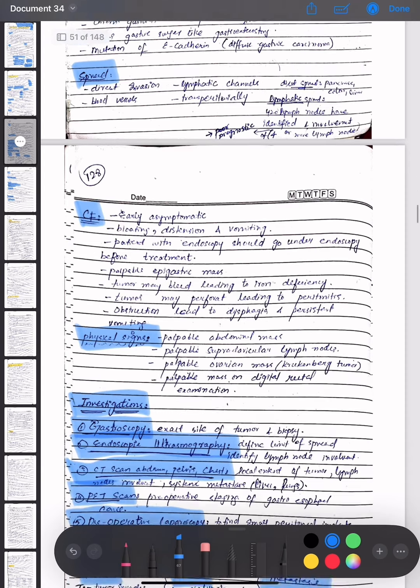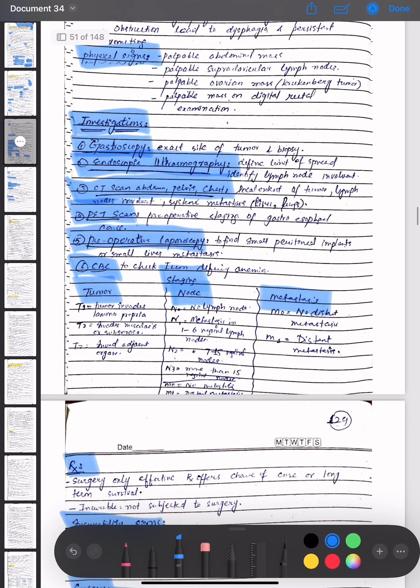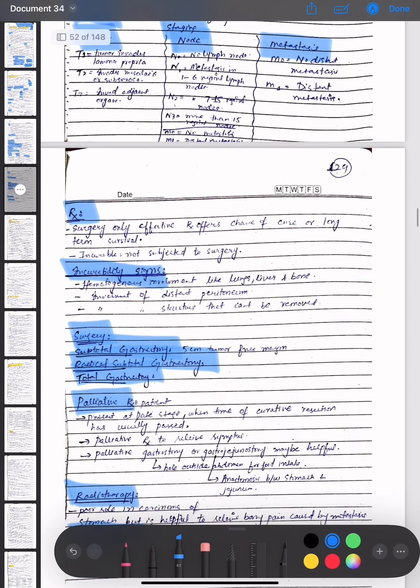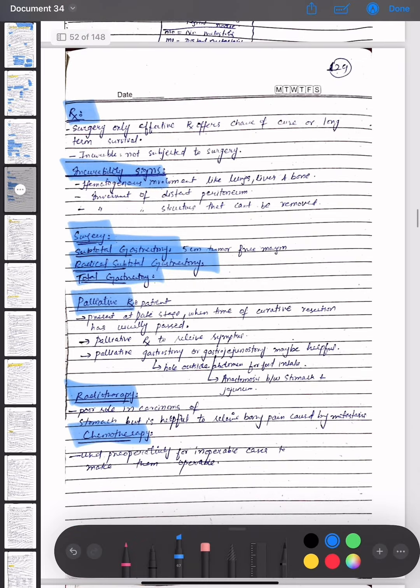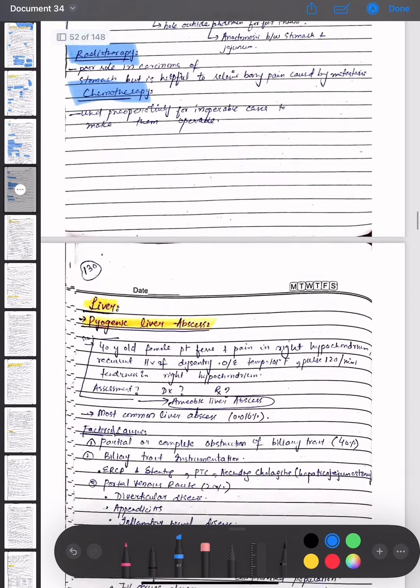Then we discussed the clinical features and the physical signs. Then the investigations, which are gastroscopy, endoscopic ultrasonography, CT scan of abdomen, pelvis and chest, PET scan, preoperative laparoscopy, and CBC. Then we did the staging for tumor, node, and metastasis. Then we discussed the treatment options, the incurability signs, then the surgery, which is subtotal gastrectomy, radical subtotal gastrectomy, and the total gastrectomy. Then the palliative treatment, then the radiotherapy, and then the chemotherapy.